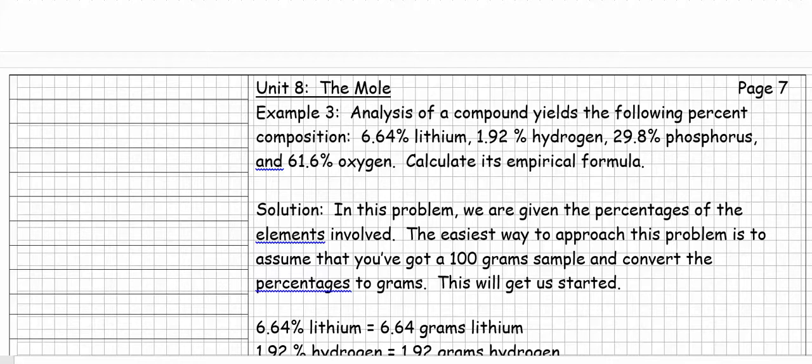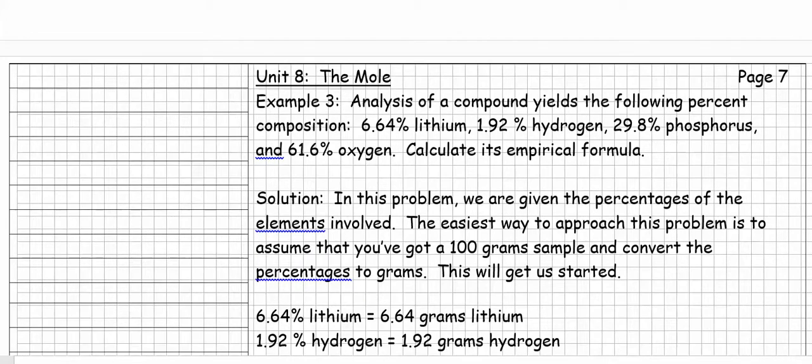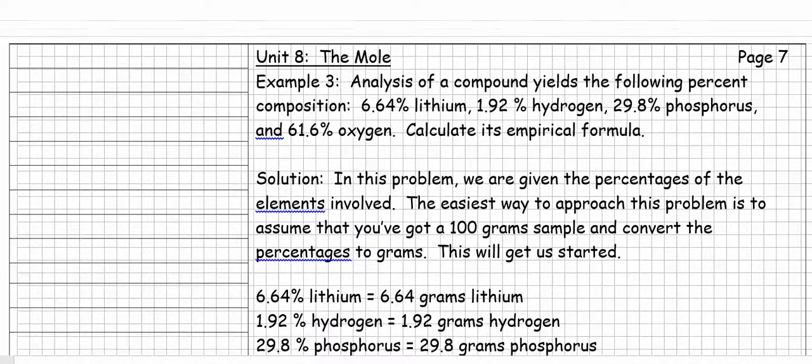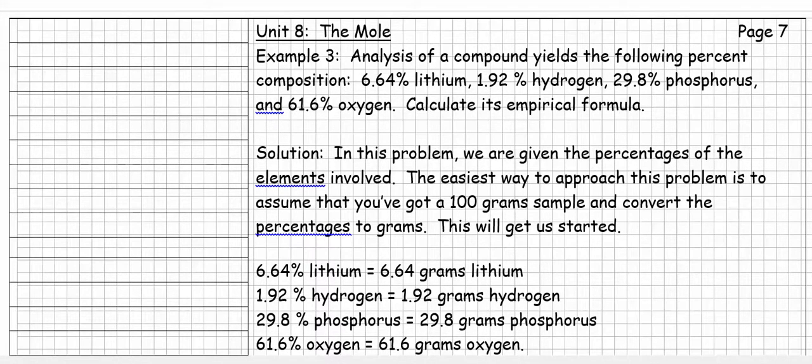In example 3, we looked at this. We did an analysis of a compound that had lithium, hydrogen, phosphorus, and oxygen. So 4 different elements, right? And they were in percentage form. So what we did was something very clever. We assumed a 100-gram sample. We have 6.64, 1.92, 29.8, and 61.6 respectively.